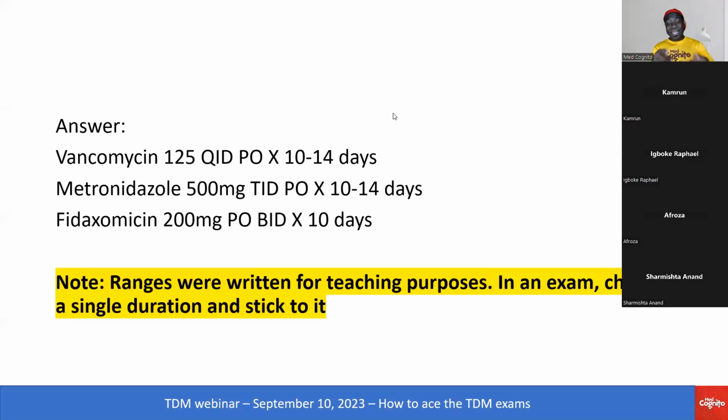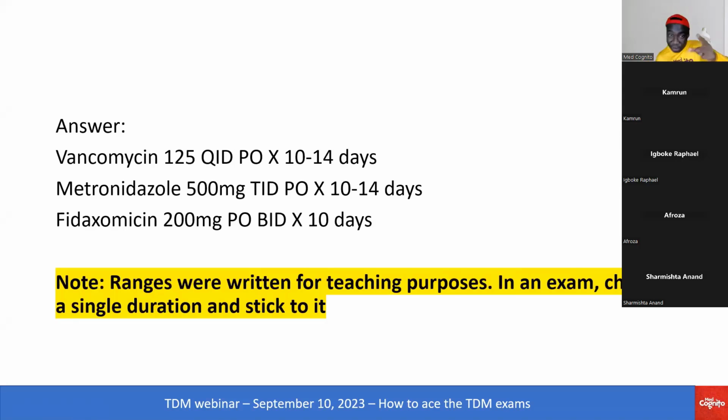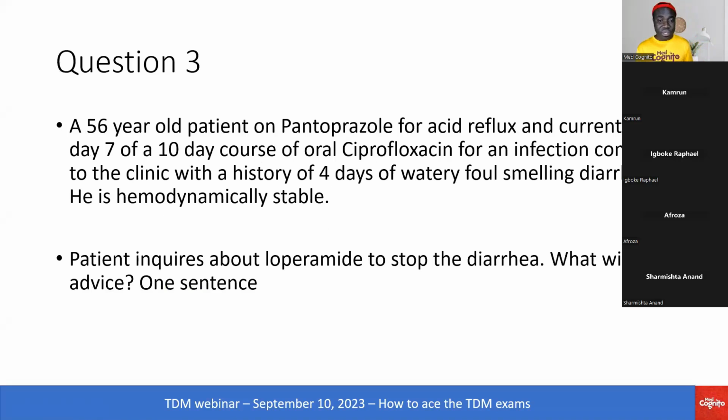But remember that this question was asking about two things. It says, indicate. So what medications can you prescribe? That's number one. So in your answer, you should indicate the medication. Number two, indicate the dose and indicate the route. So you can't just write vancomycin, and you can't just write vancomycin 125 QID. You must write the dose and the route as well. And you can't just write metronidazole. So that's all I'm trying to say, pay attention to what the question is really talking about. Okay, so next question.